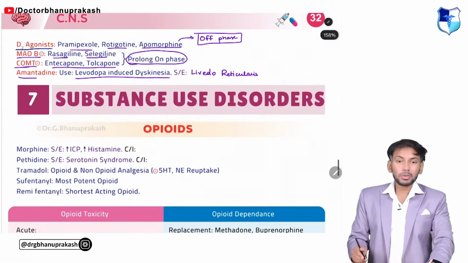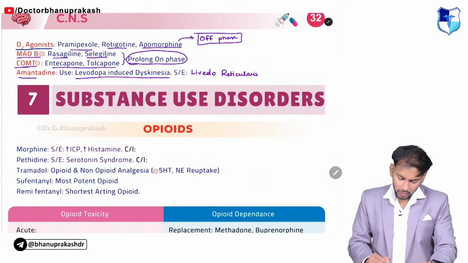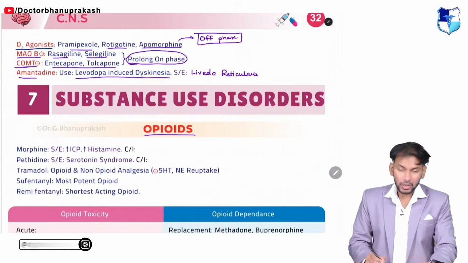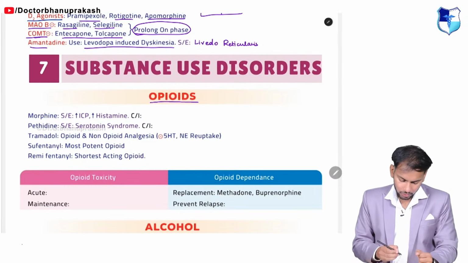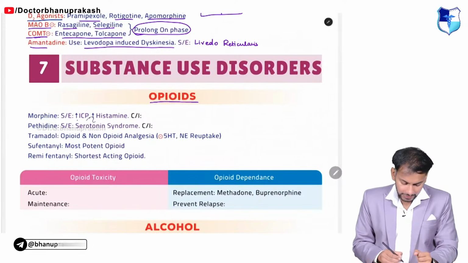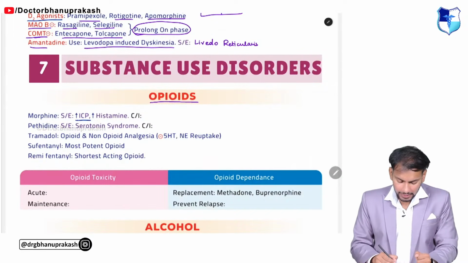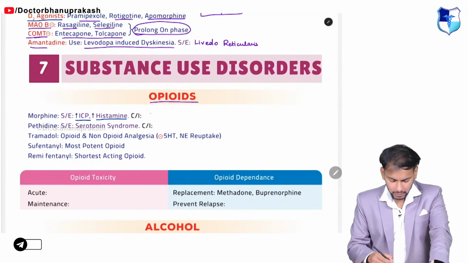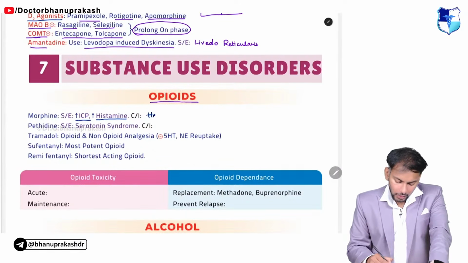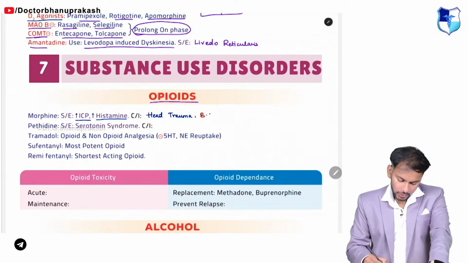Now, coming to the substance abuse disorders. How many substances do we have to study? Opioids, alcohol, and smoking. Coming to the opioids, the first drug is morphine. What are the side effects of morphine? It will increase the intracranial pressure. It will also increase the histamine. So, what would be the contraindications? Because ICP is increased, you cannot use these drugs in head trauma. Since histamine is increased, you cannot use it in bronchial asthma.